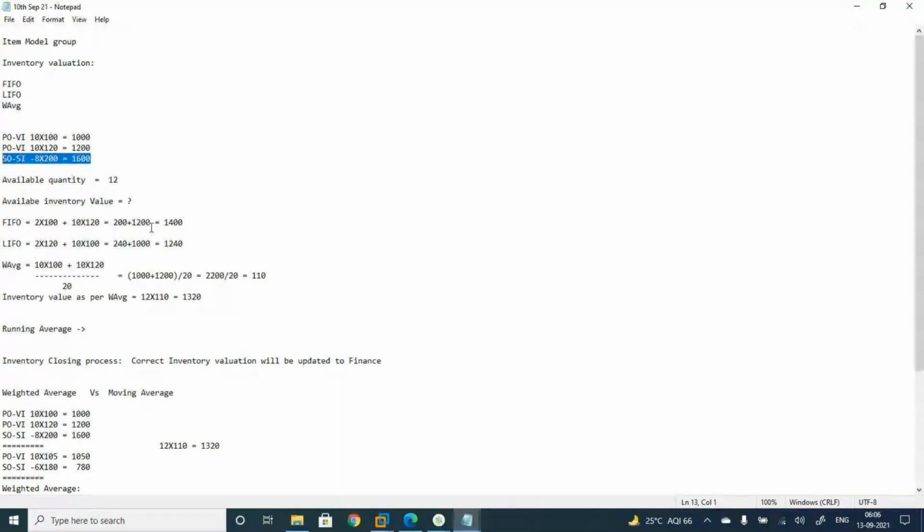If it is LIFO, for these 8 dispatched quantities, the system assumes it was deducted from here for the LIFO calculation, last in first out. For LIFO this calculation works out, and the total is coming to 1240. Clear? Yes, sir. Thank you.